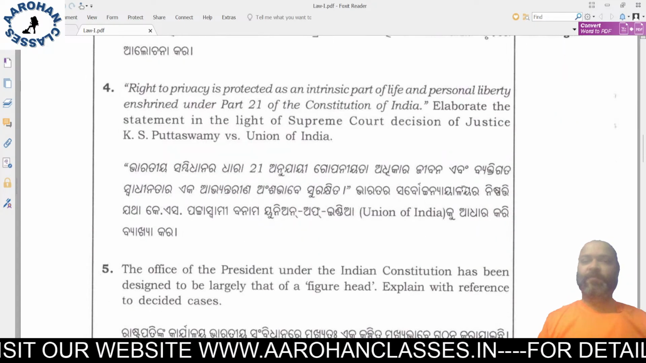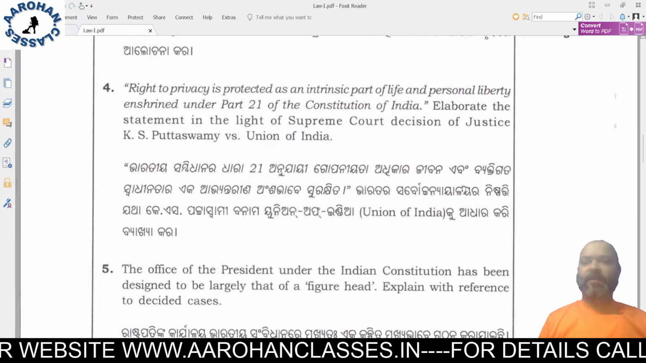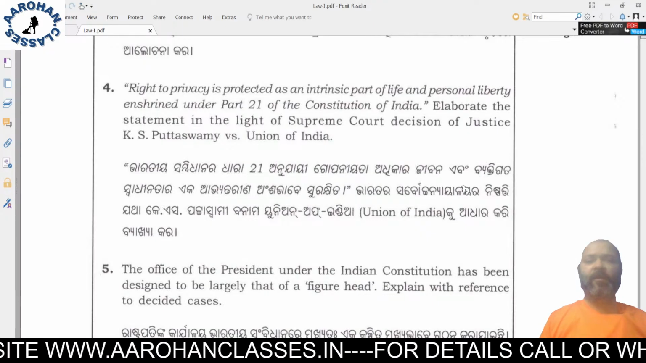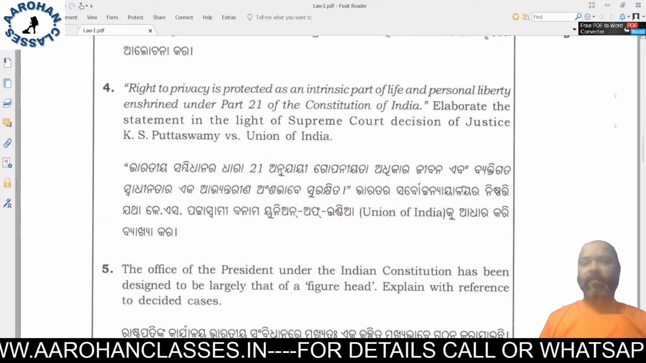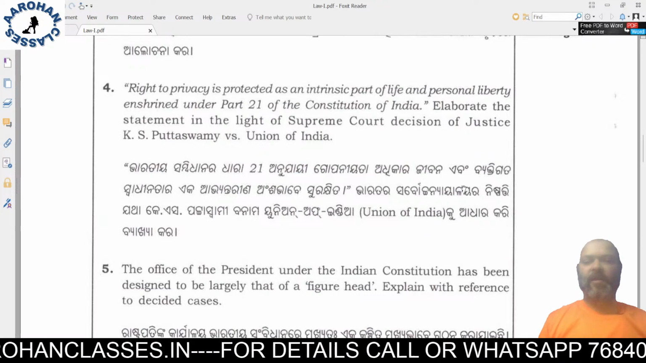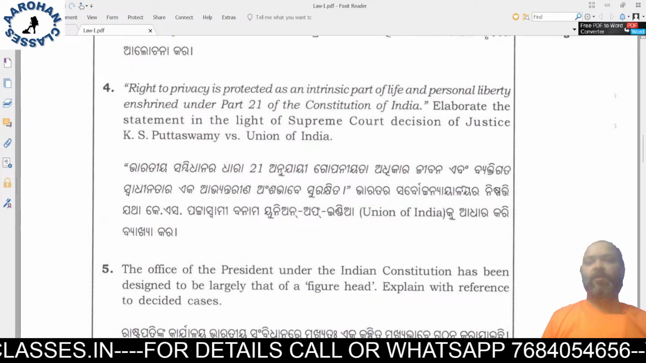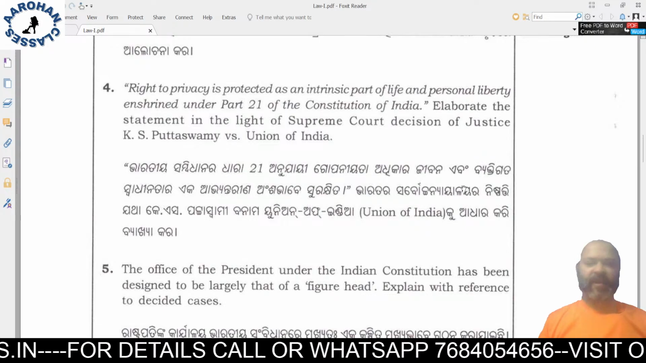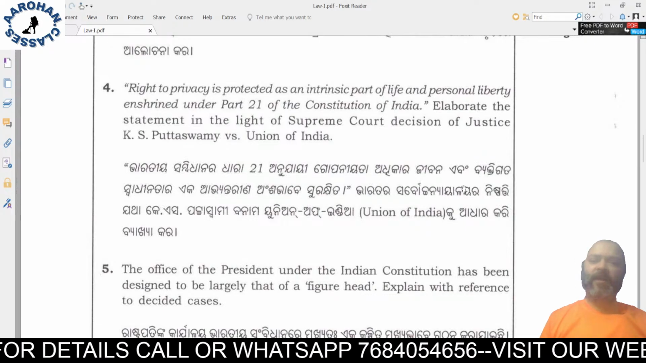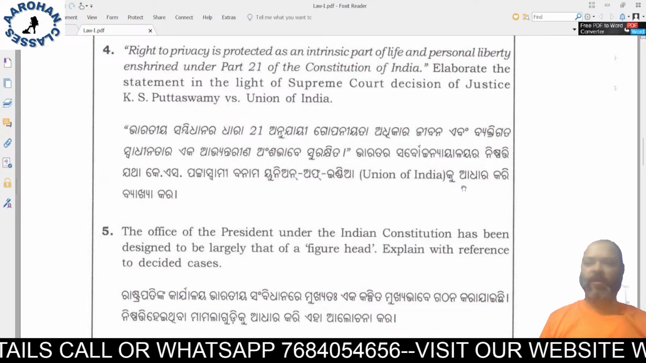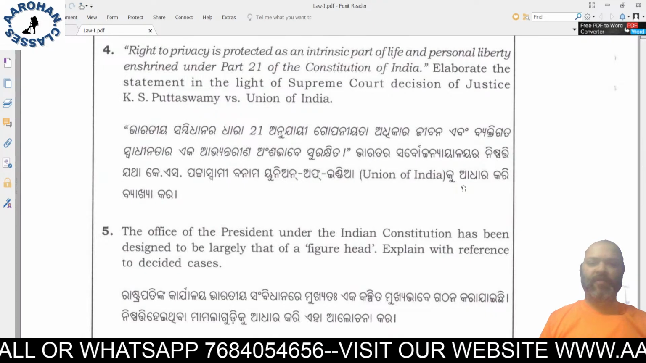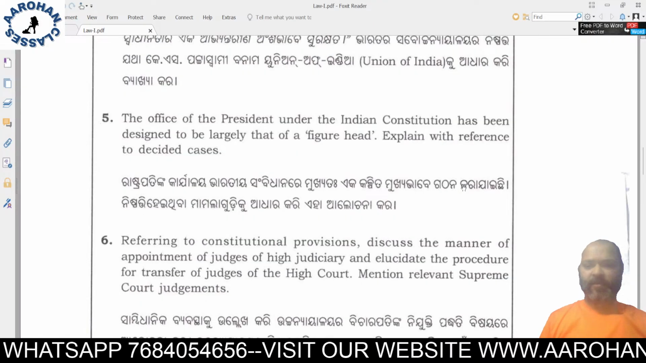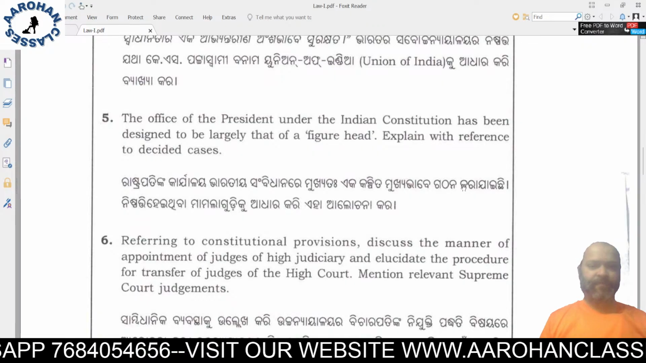Right to privacy is protected as an intrinsic part of life and personal liberty enshrined under Article 21 of the Constitution of India. Elaborate the statement in light of the Supreme Court decision of Justice K.S. Puttaswamy versus Union of India. Okay, so that is right to privacy.